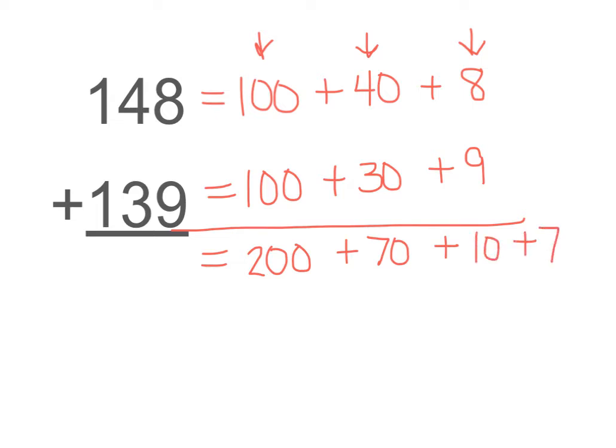We're going to combine our like terms, which are the tens. So add 70 plus 10 and get 80. So we now have it in expanded form, which is 200 plus 80 plus 7 equals 287. Make sure you always box your answer so you can find it.